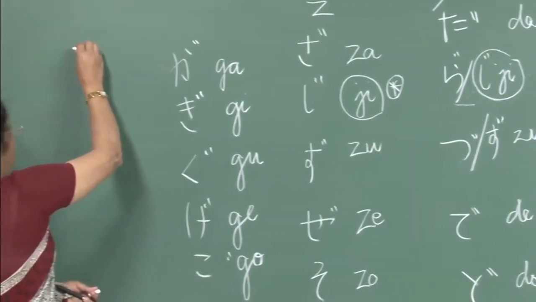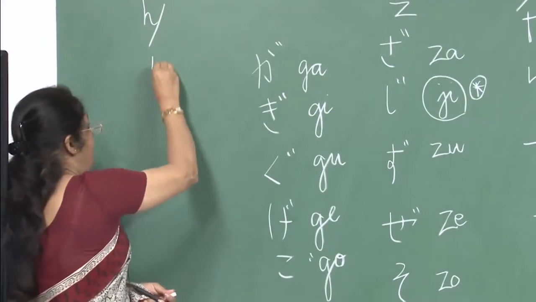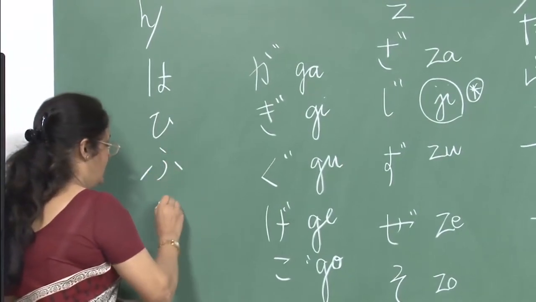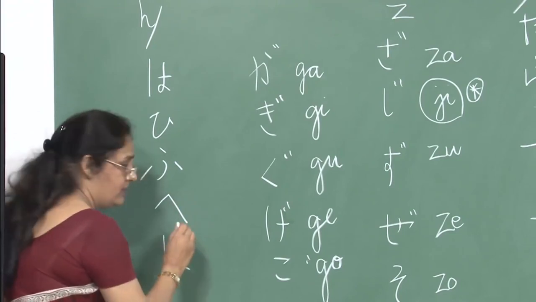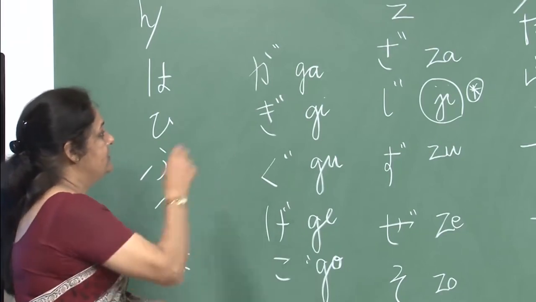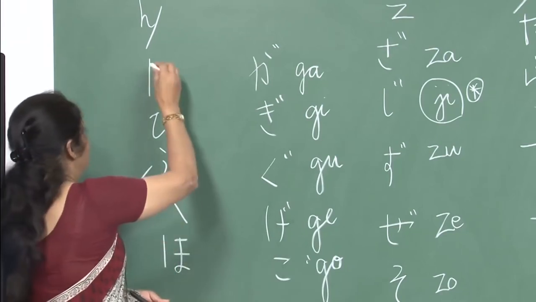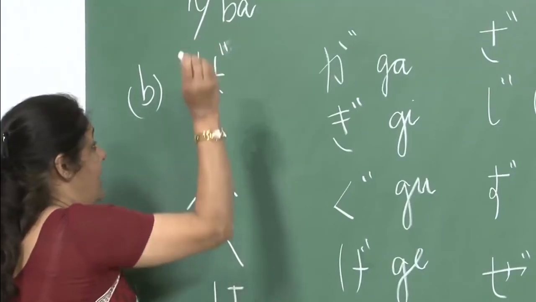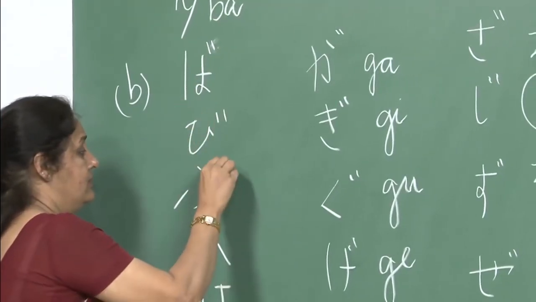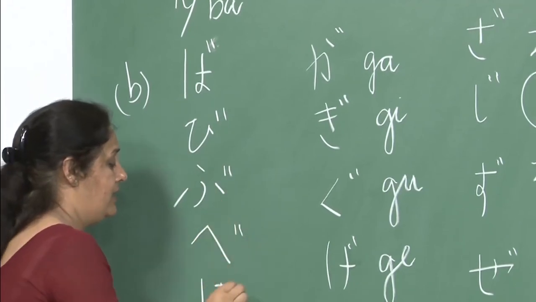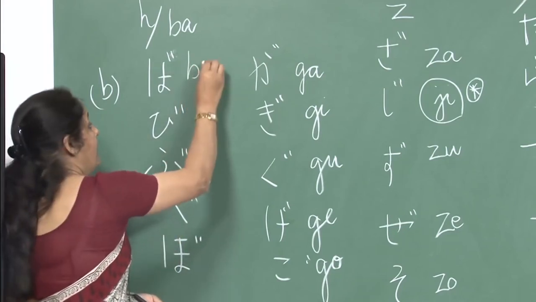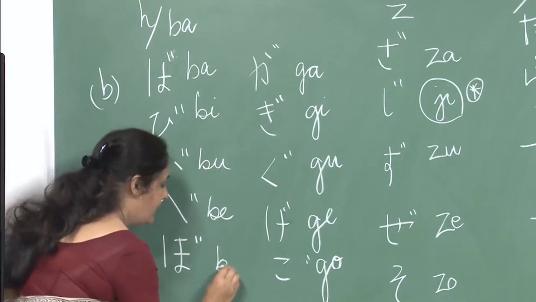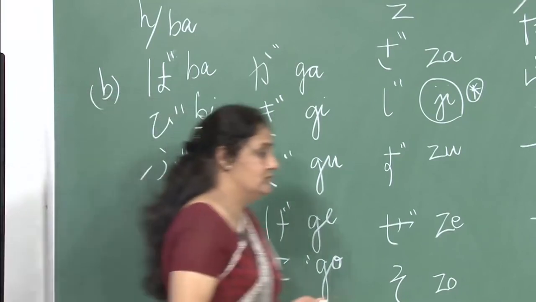Now, you remember doing the H sound, ha, hi, fu, he, and ho. I hope you remember this well. Now, it is a little different from here. Ha changes to the B sound, which is ba. Ba, bi, bu, be, and bo. We'll do the vocabulary.